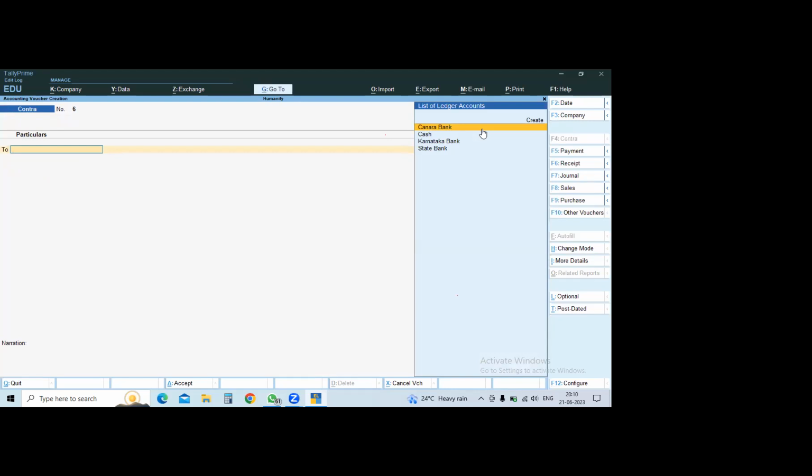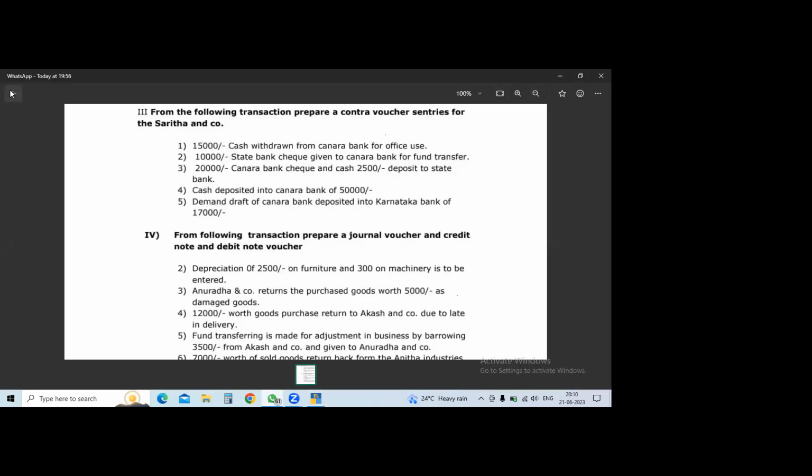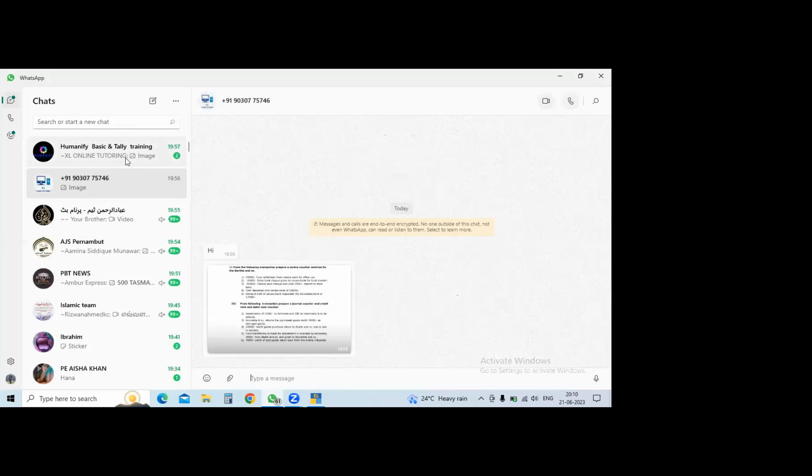So now, yesterday's question we were discussing, correct? The receipt entry. In that you have 2 types of transactions. Can you open that question? Wait, ma'am, I will open it. Just, you have it on the right side somewhere.